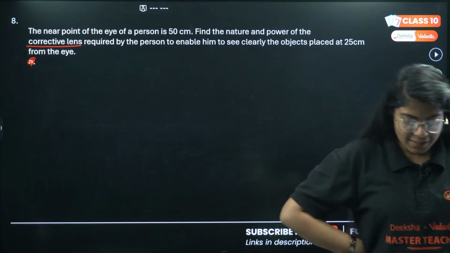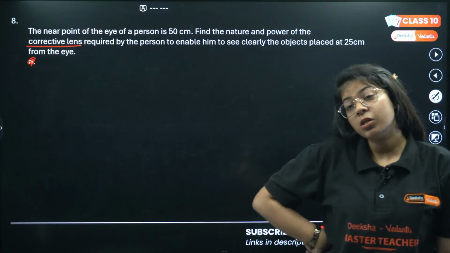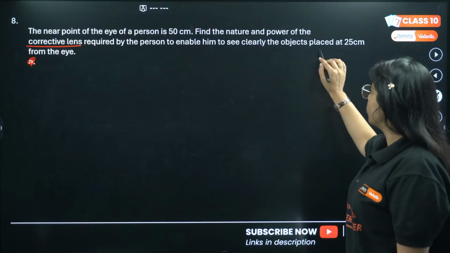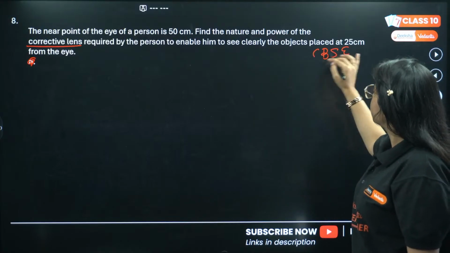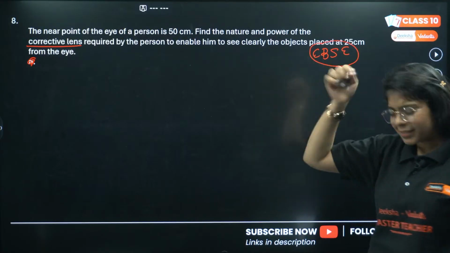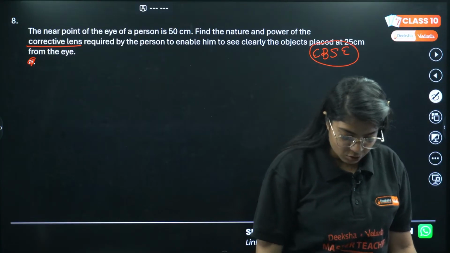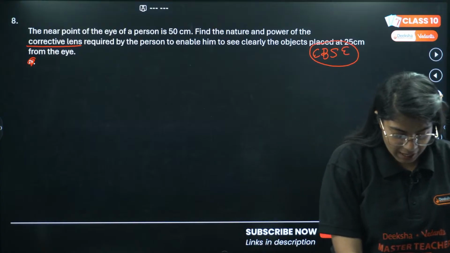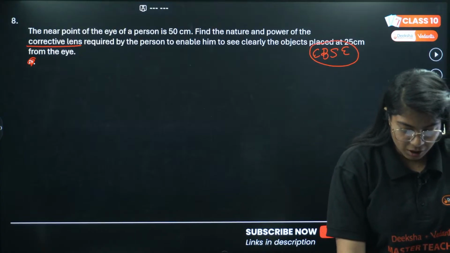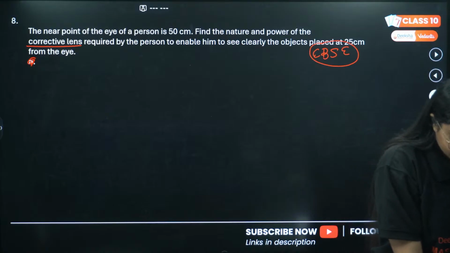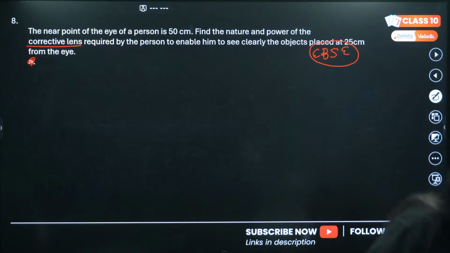This question is a very important question. This is also a PYQ for CBSE. This requires just a little bit of your brain. Convex plus 2 diopter, everyone is saying. Let's see if they are correct or not.